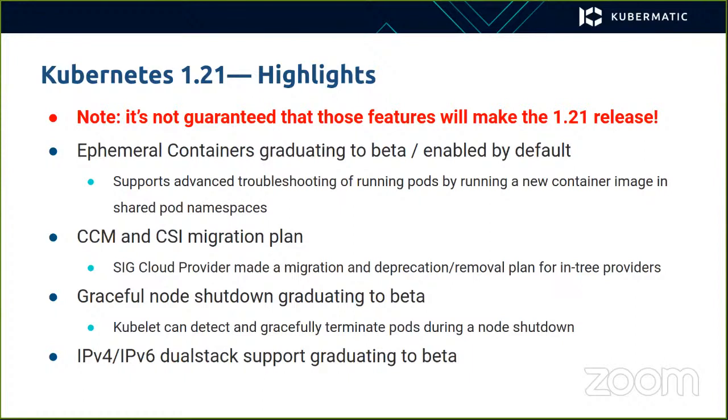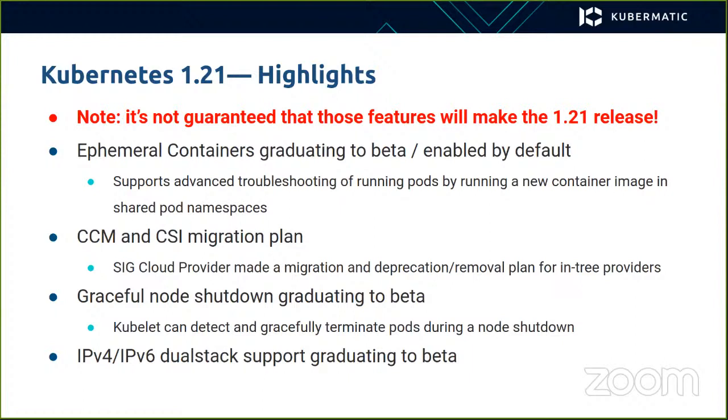After that, we have the CCM and CSI migration plan. The cloud provider SIG has made a plan for migrating from in-tree cloud providers to external cloud controller managers and CSI plugins. Right now, the plan is that starting with 1.23 or 1.24, the in-tree cloud providers are going to be disabled by default with an option to enable them explicitly. And starting with 1.25 or 1.26, it's still to be decided, they are going to be removed with no option to enable in-tree providers.